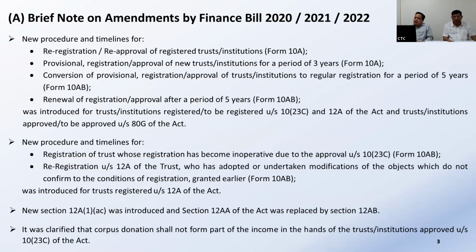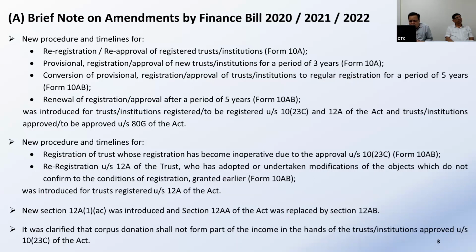And then after the provisional registration is issued, the process of converting the provisional registration to regular registration, which is for a period of 5 years, was introduced. Then renewal of registration and approval after the period of 5 years. Now, suppose in the financial year 21-22, you got yourself re-registered. That registration will run up to 22-23, 23-24, 24-25, and 25-26. After 25-26, you have to get yourself approved again. Of course, the time limits are given, and we have to follow the time limits very strictly. So this was about re-registration, re-approval of 12A.